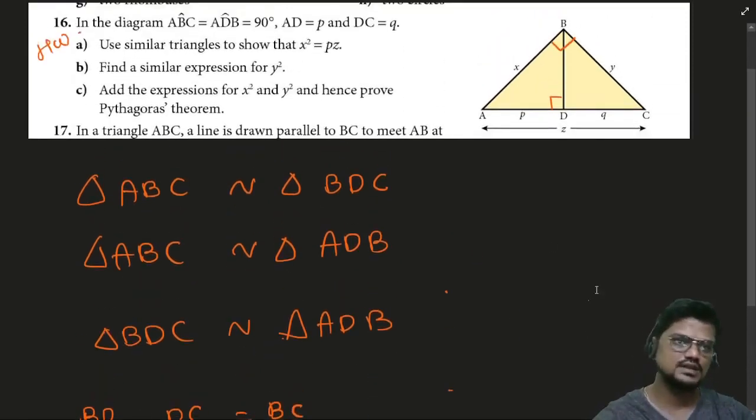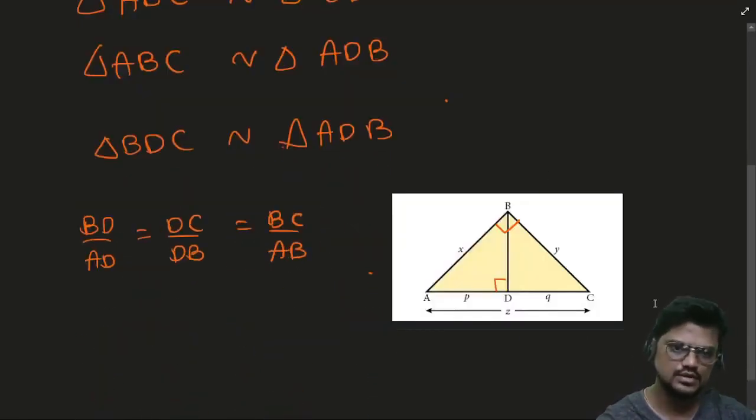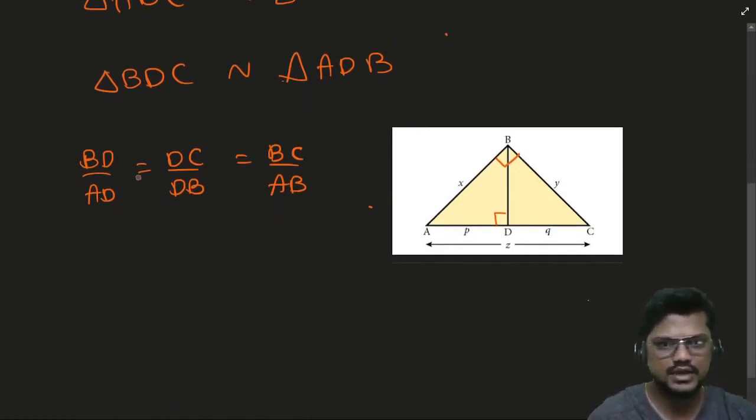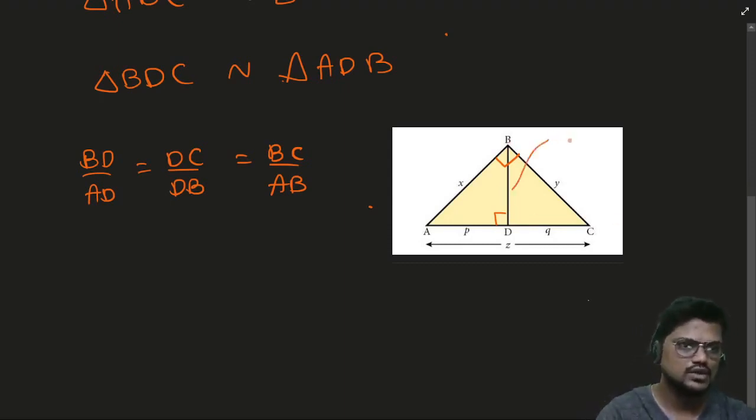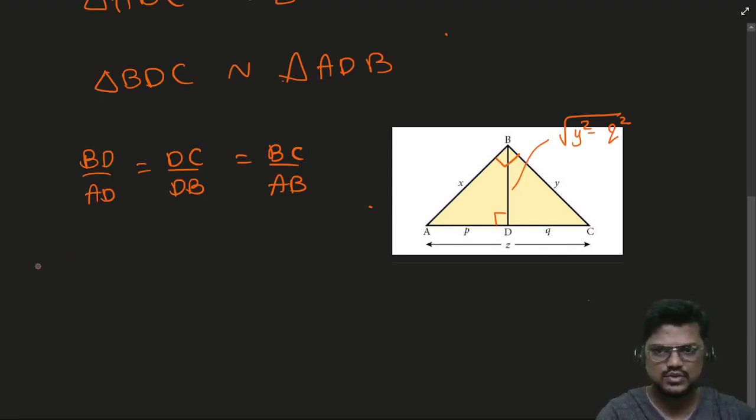Fine. After that, take this triangle. Now over here, BD is what? We don't know, but we can write in terms of, see, this is Y and this is Q. So you can use Pythagoras in this triangle. So this side can be, using Pythagoras, written as Y square minus Q square. Also, this side can be written as Y square minus Q square. So BD is square root of Y square minus Q square.